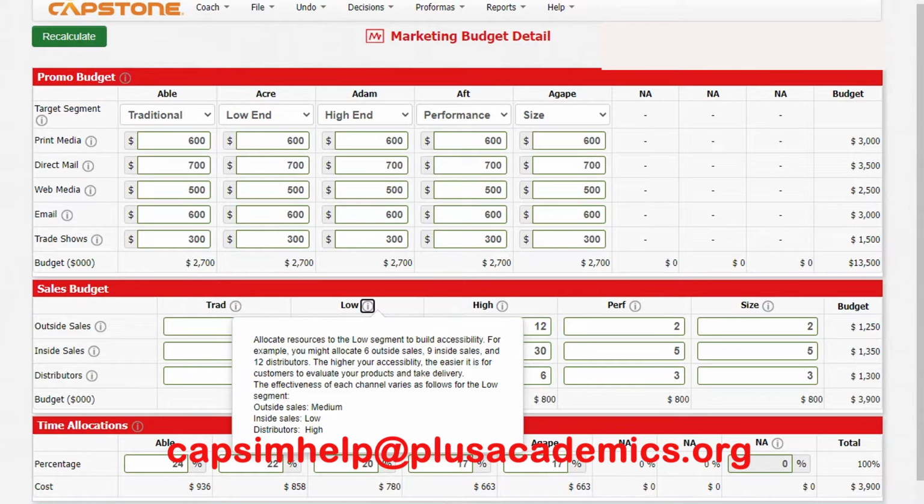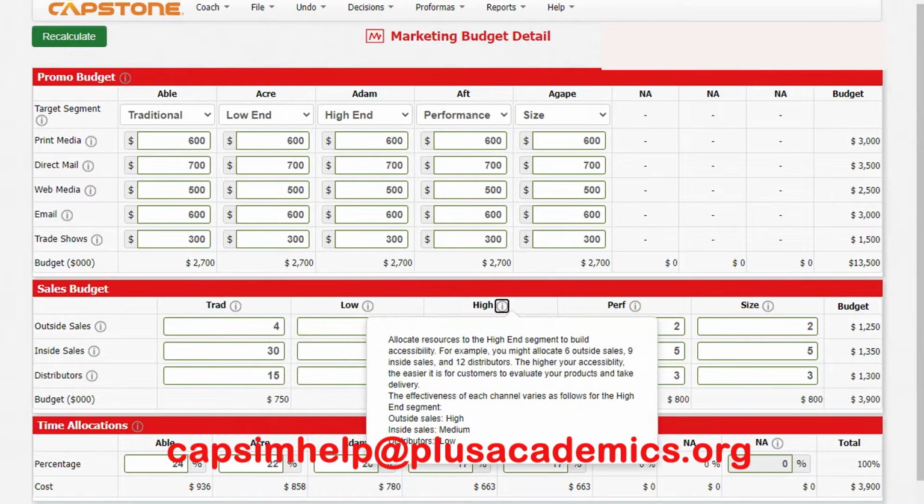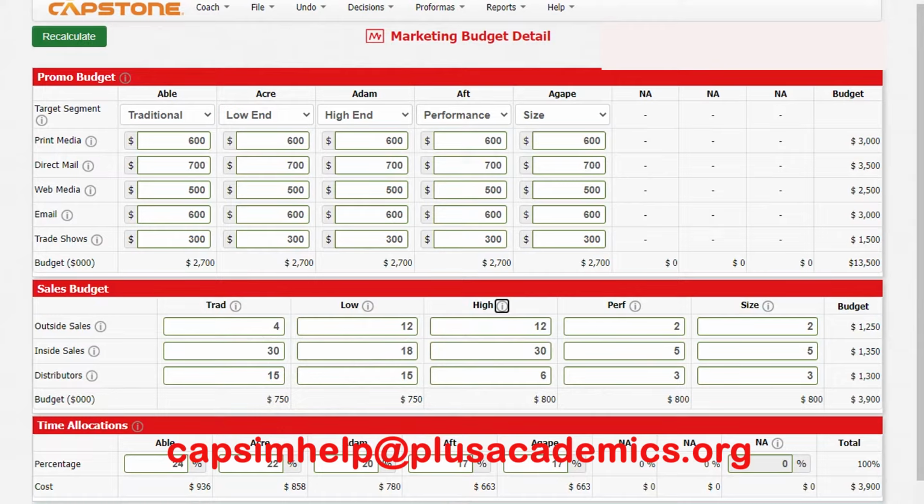So if we go to low end, you can see outside sales has a medium impact. That's why we have spent the maximum, that is 12. Inside sales has low impact, and that's why we have 18. While distribution has high impact, that's why we have 15. When we go to high end, outside sales has high performance, inside sales has medium impact, while distribution has low impact. So let's go for 12, 30, and 6.